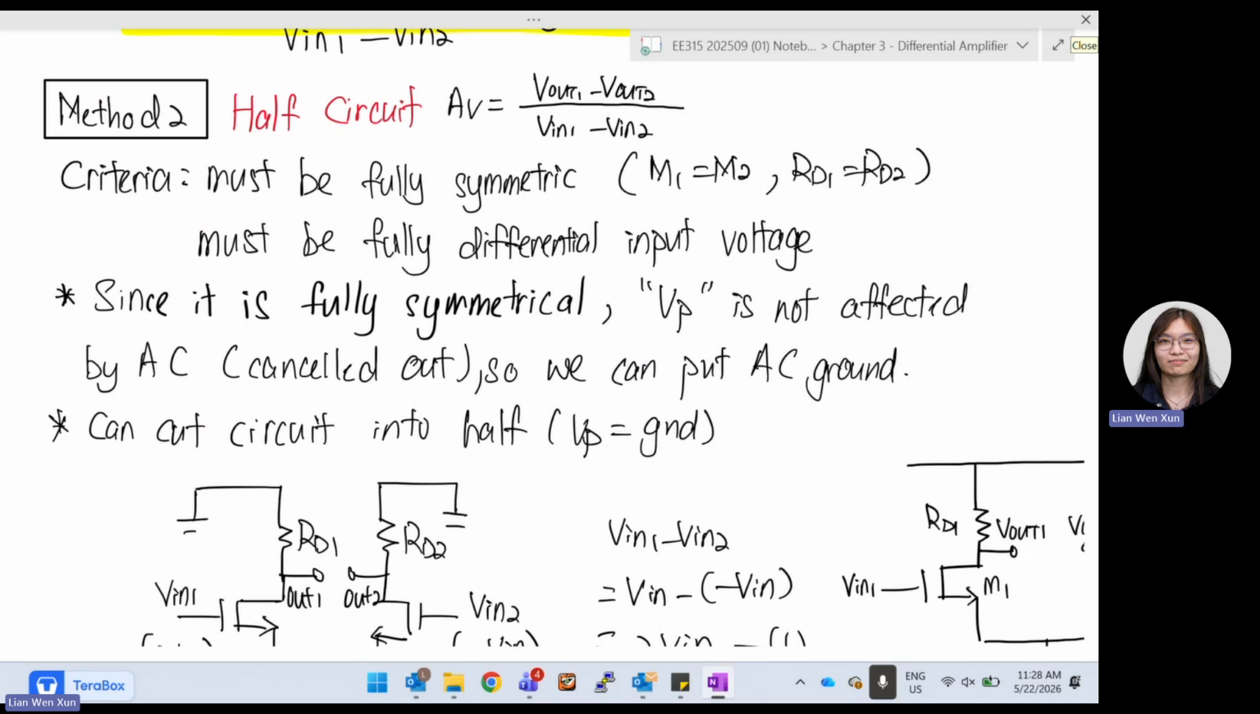The first criterion is it must be fully symmetric. Fully symmetric as in M1 needs to be equal to M2, and RD1 needs to be equal to RD2. So fully symmetric, sizing everything the same. And then it needs to be a fully differential input. So V in 1 and V in 2 must be 180 degrees out of phase.